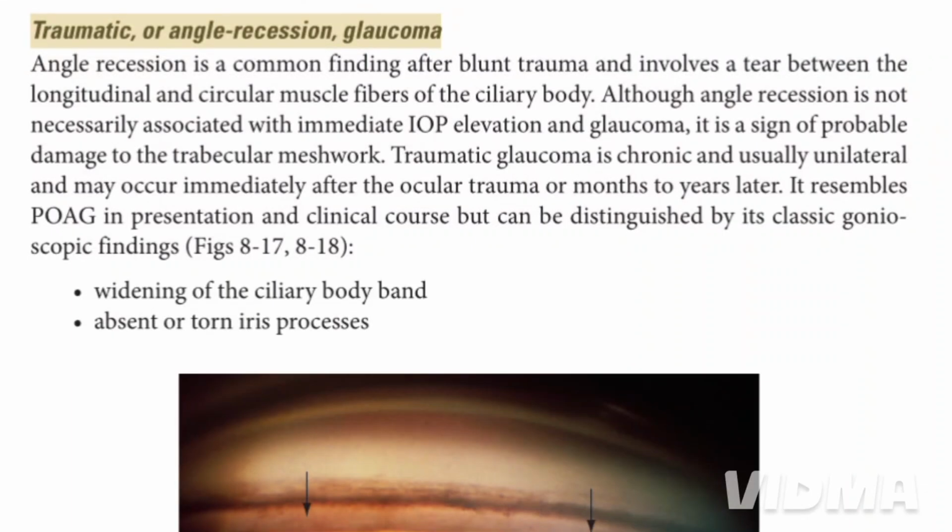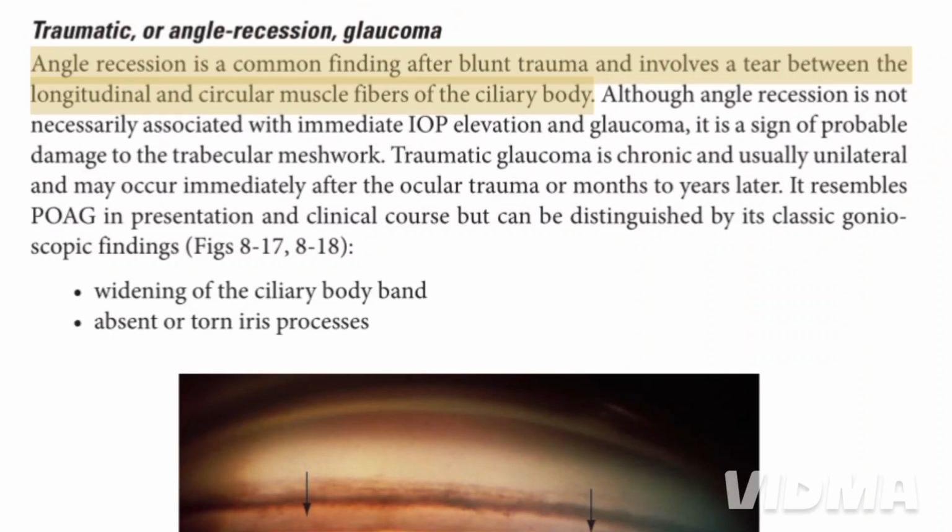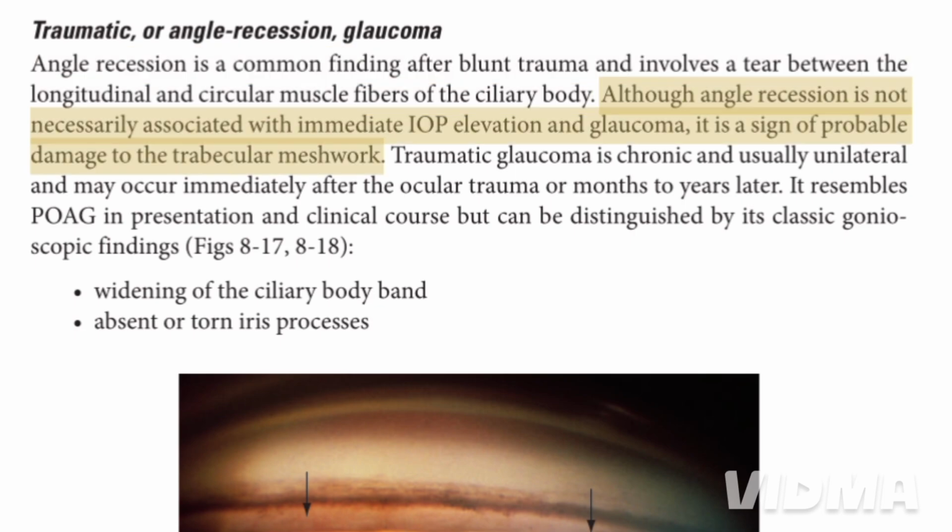Traumatic, or angle recession, glaucoma. Angle recession is a common finding after blunt trauma and involves a tear between the longitudinal and circular muscle fibers of the ciliary body. Although angle recession is not necessarily associated with immediate IOP elevation and glaucoma, it is a sign of probable damage to the trabecular meshwork.